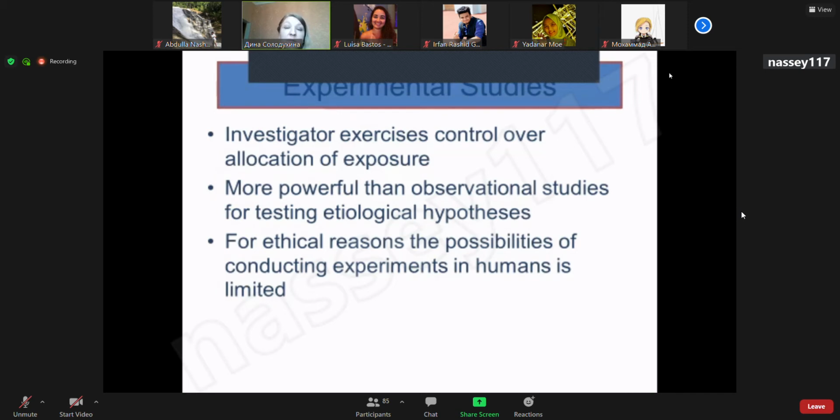For example, if we know that ultraviolet radiation is potentially dangerous and can lead to skin cancer, we cannot take a human and intentionally expose him or her to ultraviolet radiation. It is not ethical. So for this reason, for humans, the application of experiments is quite limited.